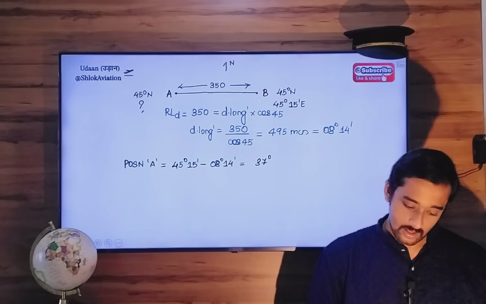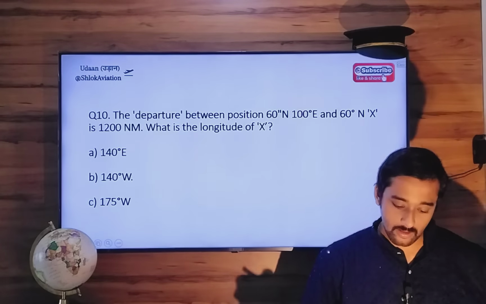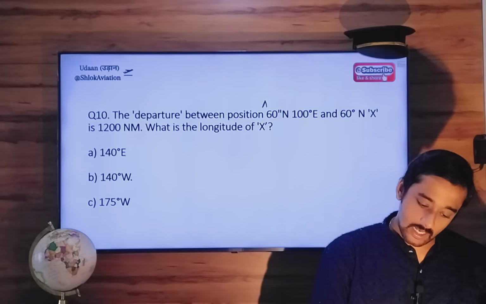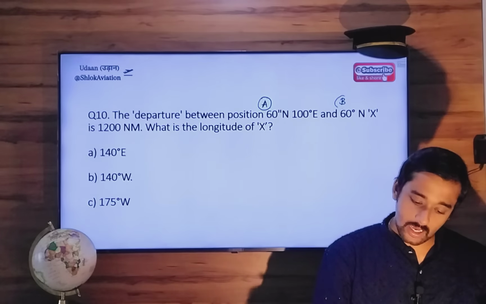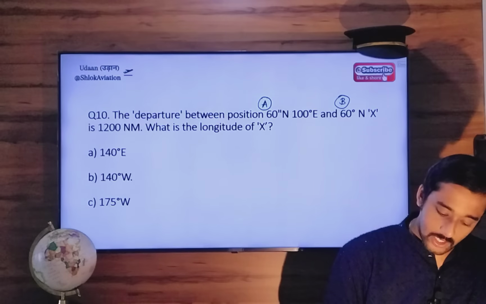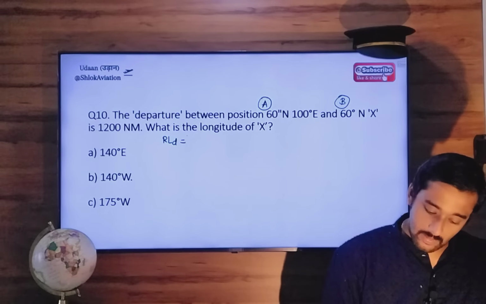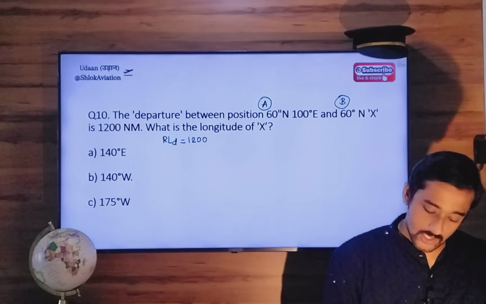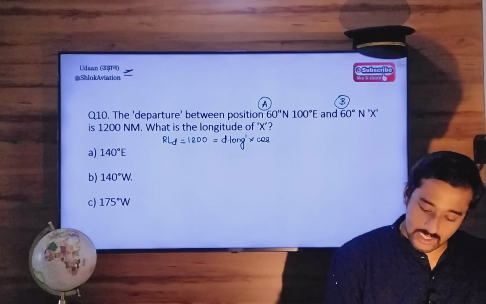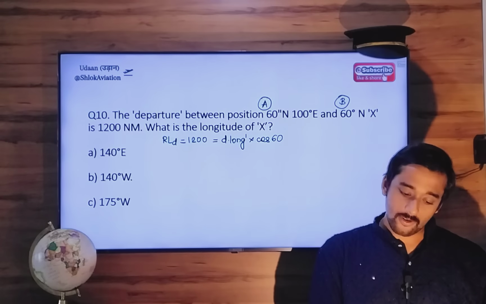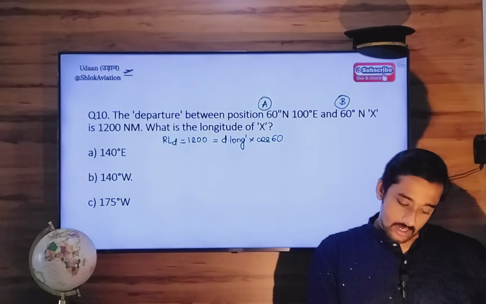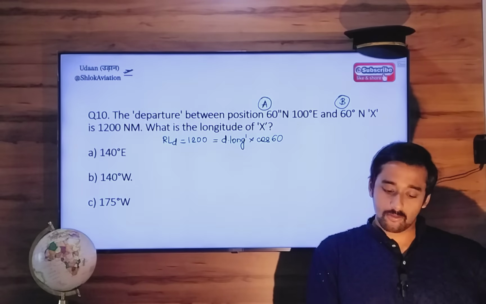So option A. Question 10, last: the departure between the first position, let's say A, and the second position B is given. What is the longitude of B? Departure is nothing but your rhumb line distance. So the rhumb line distance is 1200 miles, d long in minutes times cos of latitude, so cos 60. Here the first position is at 100 degrees east, and we have to find the longitude of the second position.